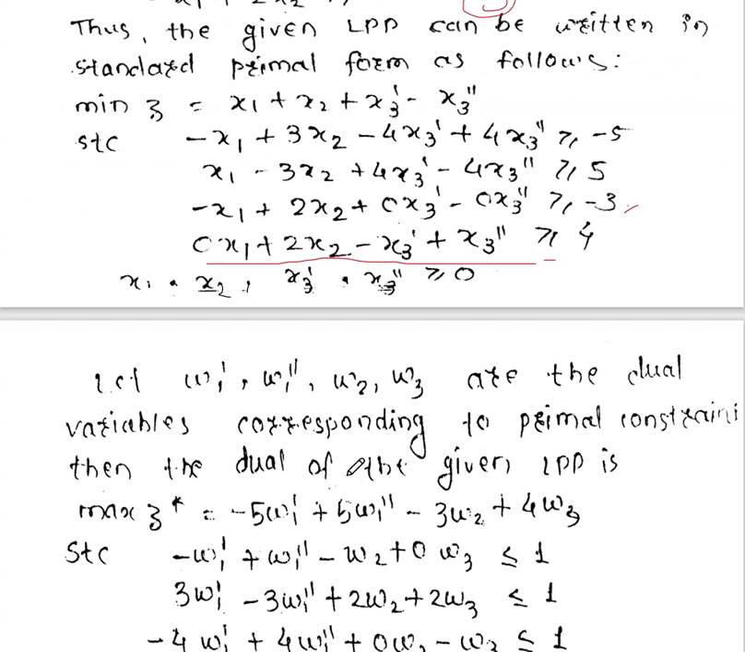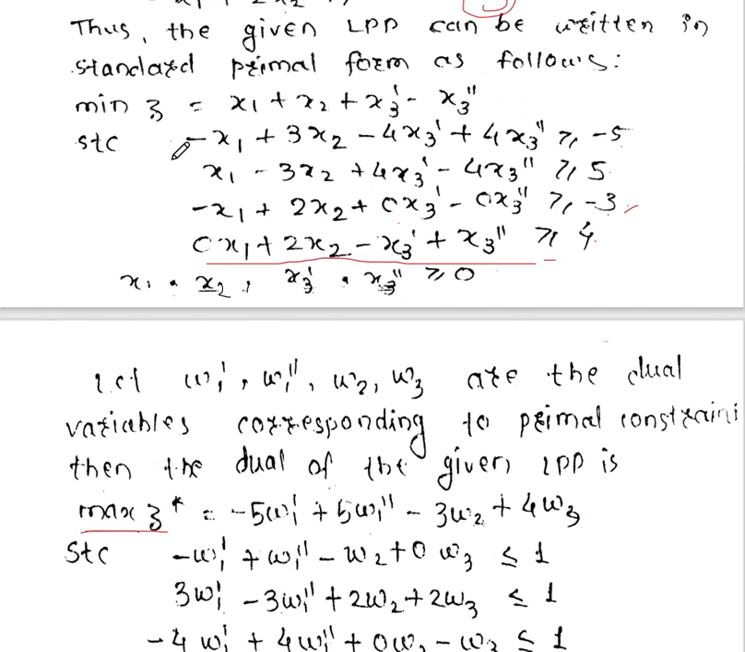Then the dual of this problem can be written as follows. Here the primal is a minimum, so the dual is a maximum, z star equal to, and the right-hand sides become the objective function coefficients, and x1, x2 become w1 dash, w1 double dash and w2, w3. So the objective function can be written as maximum z star equal to minus 5 w1 dash plus 5 w1 double dash minus 3 w2 plus 4 w3. So this is the dual objective function, subject to the constraints.